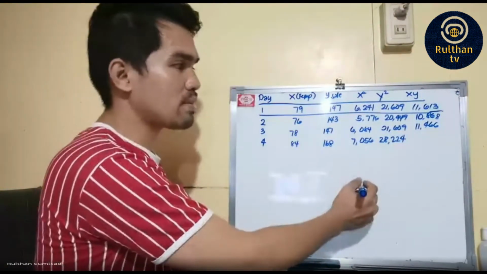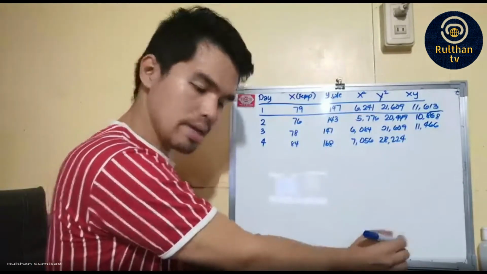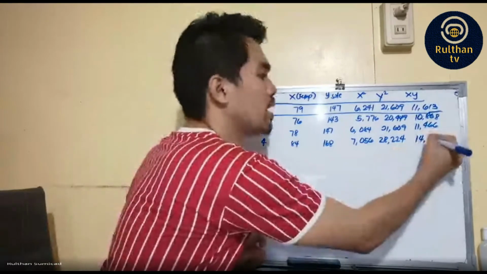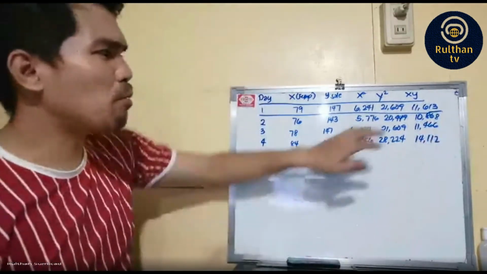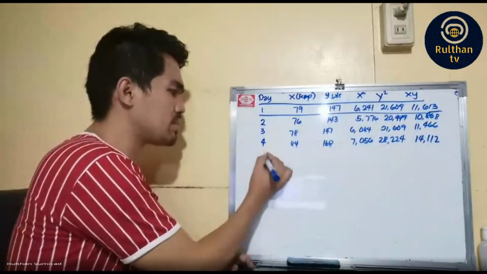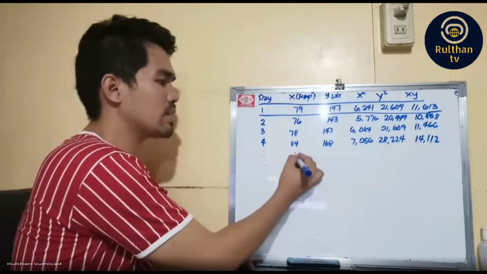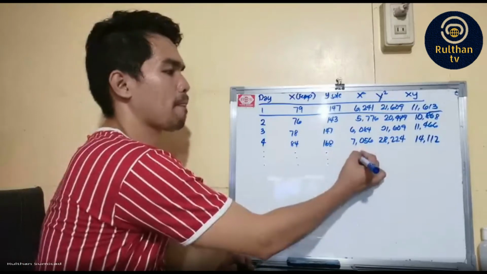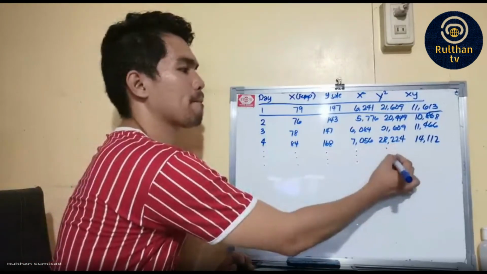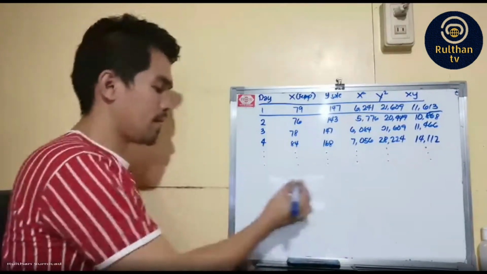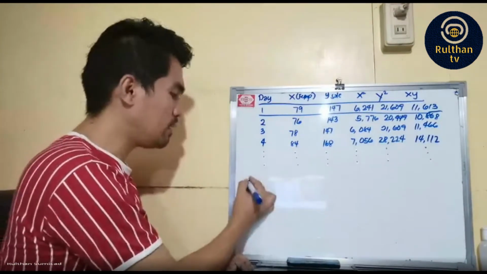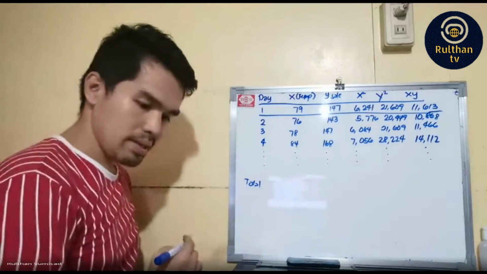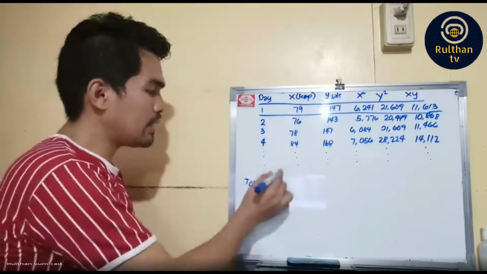We have 28,224, then we have 14,112. I will no longer complete the table, but this just goes on. We'll continue this, and then we have here the total. We'll just get the summation of this column.